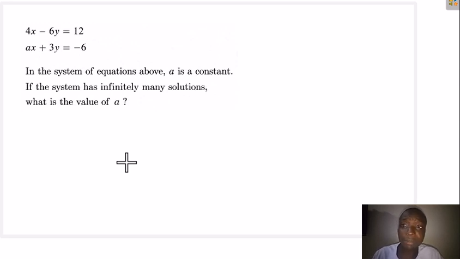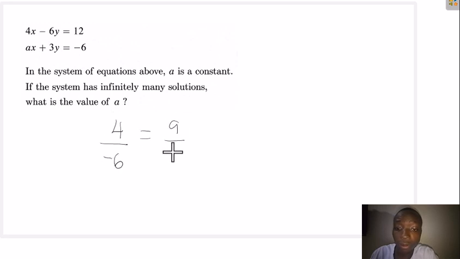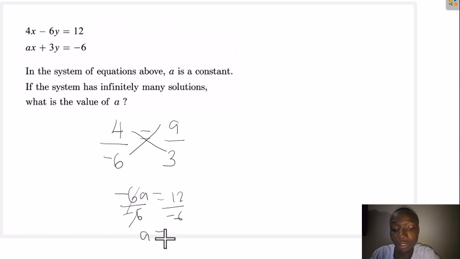Now, for infinitely many solutions, the slope has to be equal as well as the y-intercept. But our focus is to get the value of a, so once we get that, we don't need to check for any other thing. So 4 over minus 6 should be equal to a over 3. You can just cross multiply, so you have minus 6a equals 12. Divide both sides by minus 6, and you find out that a is equal to negative 2. So when a equals negative 2, this system of equations will have infinitely many solutions.